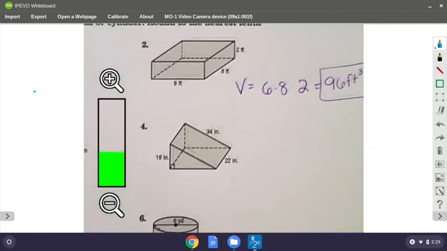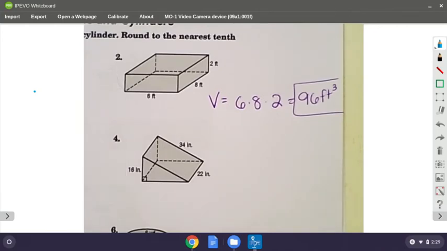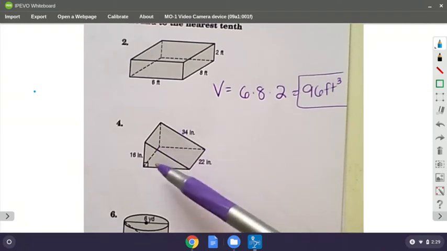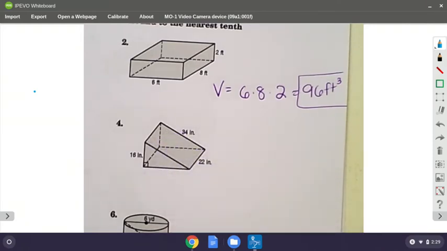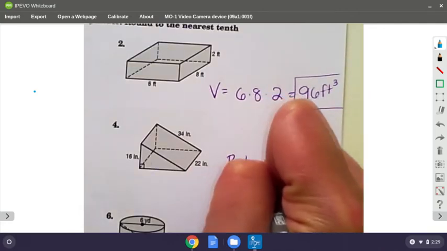This is a rectangular prism, length times width times height, very basic. You guys know how to do that. So something like, say, number 4, that's a triangular prism. And so I can tell because it's made of 2 triangles and then 3 rectangles. So for this, it's going to be the area of the base times the height.